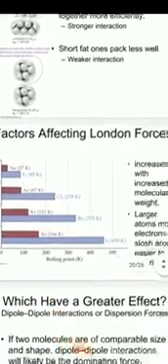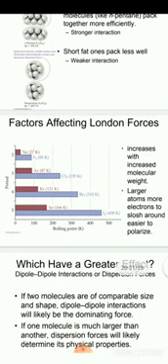Another factor affecting London forces is molecular weight, which also increases the intermolecular forces. For example, neon has a boiling point of 27 K, whereas F2 is 85 K, because the molecular weight of F2 is 38, whereas neon is only around 20. Again, chlorine, bromine and iodine: as iodine has higher molecular weight, it has a higher boiling point.